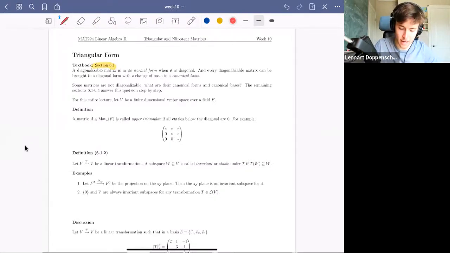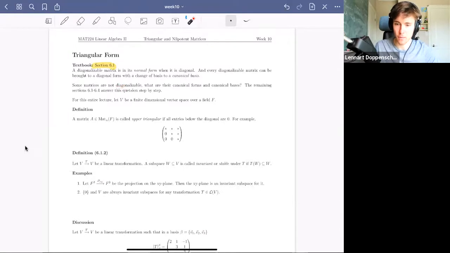So you can think of a diagonalizable matrix as being something that has a nice form, and we call this the normal form when it's diagonal. As we've seen, diagonalizable means that in some basis, the matrix has diagonal form, and that makes it easier to take powers, to multiply them, and many other things. Now, some matrices, we've seen that diagonalizability is rare.